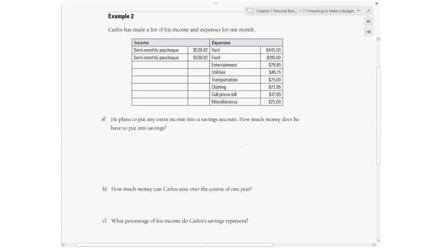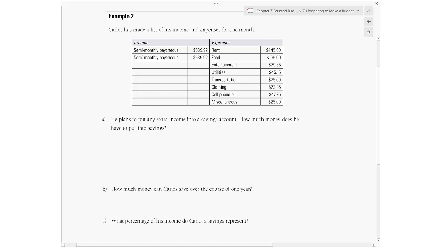Okay, we have example 2, and we have Carlos. He's made a list of his income and expenses for 1 month. So we can see here he's got his income. He's got a semi-monthly paycheck, $539.92 twice a month. And then here's his expenses. So he's got rent, food, entertainment, utilities, transportation, clothing, cell phone, and miscellaneous. And he wants to put any extra income into a savings account. So how much money does he have to put into savings?